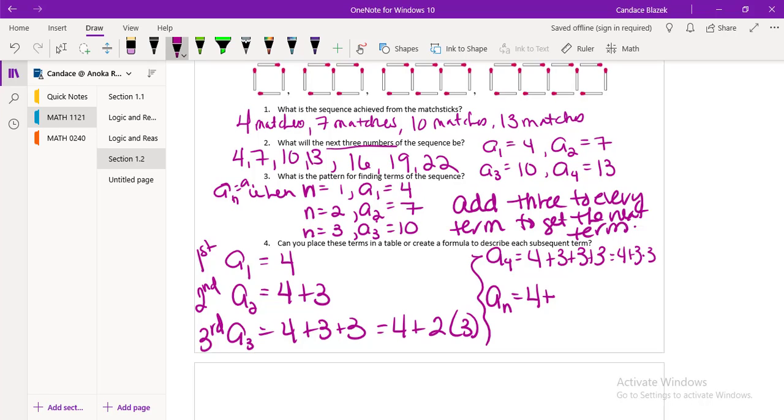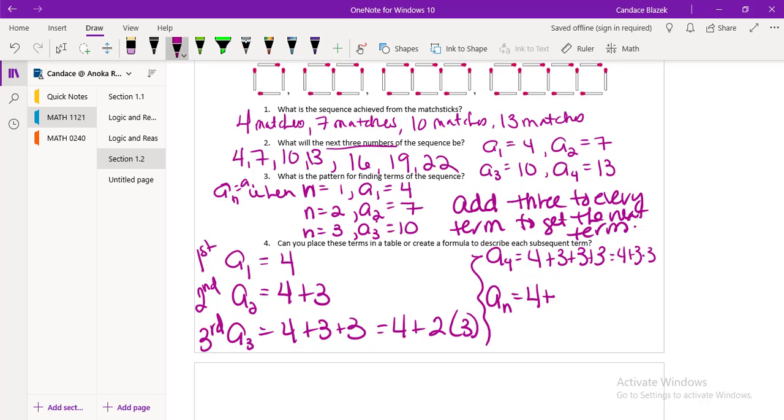Well, in the second term, I had 1 three. In the third term, I had 2 threes. In the fourth term, I have 3 threes. In the fifth term, I'll have 4 threes. Now notice that that is always one less than the term that we have.